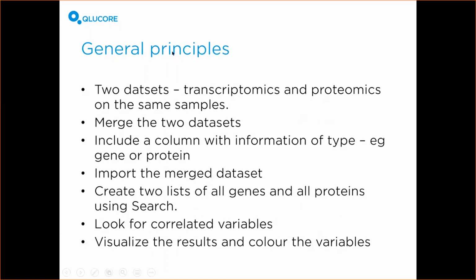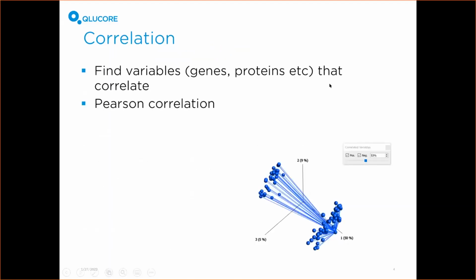The general principle is that, in this case, we started with two data sets, transcriptomics and proteomics data for the same samples. Then we merged these two data sets into one, and also included a column with information on what the type of the variable is, so gene or protein. Then we imported this merged data, and we will use Pearson correlation to find correlated genes and proteins.